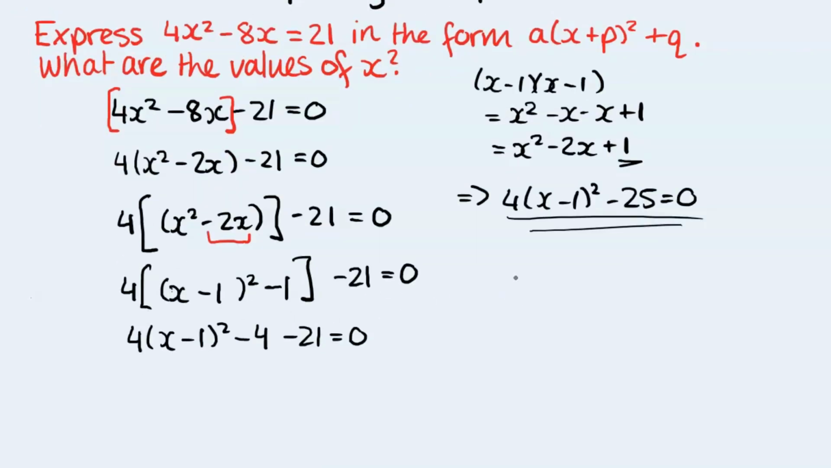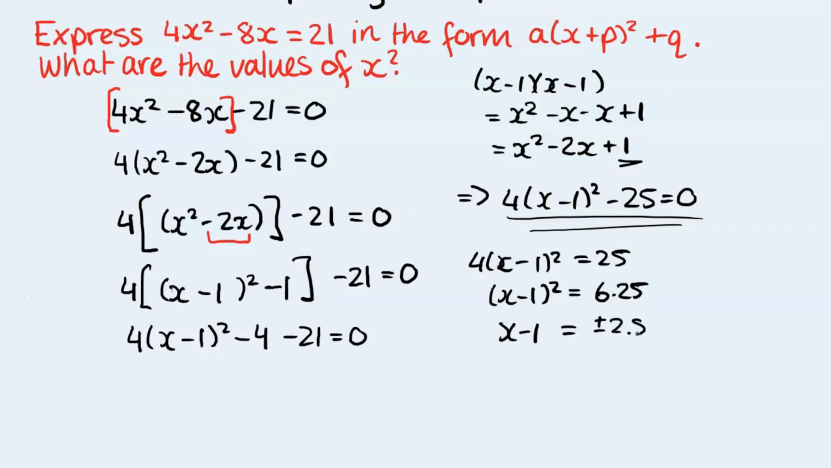So let's carry on. If we were to find the values of x, how would we do that? We just rearrange it. So we'll have 4 bracket x minus 1 all squared is equal to 25. Then we can divide by 4, so we have x minus 1 all squared equals 6.25. Then if you take the square root, you get x minus 1 is equal to plus or minus 2.5. You have to remember the plus or minus here. So what do we have? We have x is equal to 1 plus or minus 2.5.